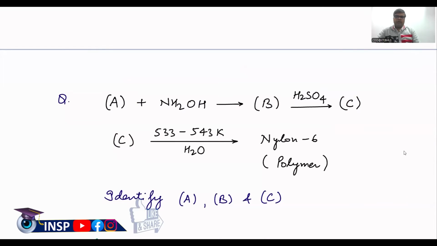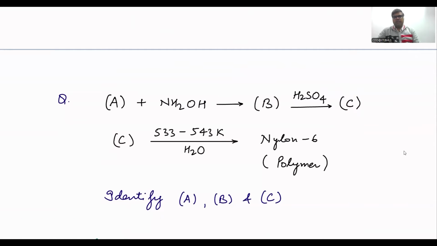From compound A, hydroxylamine has reacted and we have formed a compound B. Then H2SO4 is added and we got compound C, and then compound C is heated at 533 Kelvin to 545 Kelvin with water. We found a compound nylon 6, which is a polymer. So you can see in this question, polymerization is added. Now you can see this is a trend to create good problems even in the JEE Advanced paper.